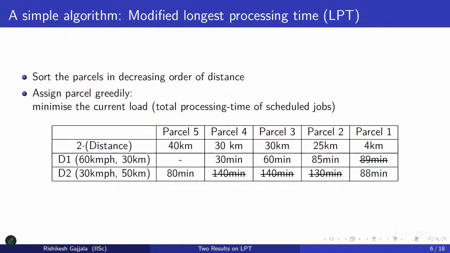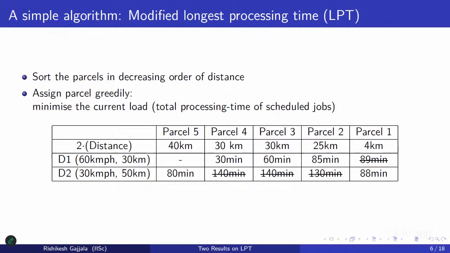First, when you take parcel 5, which is at the largest distance, you know that it has 2 options. It can go to D1 or D2. If it goes to D1, it doesn't have enough coverage. So by default, it should go to the second one. And that would take 80 minutes.